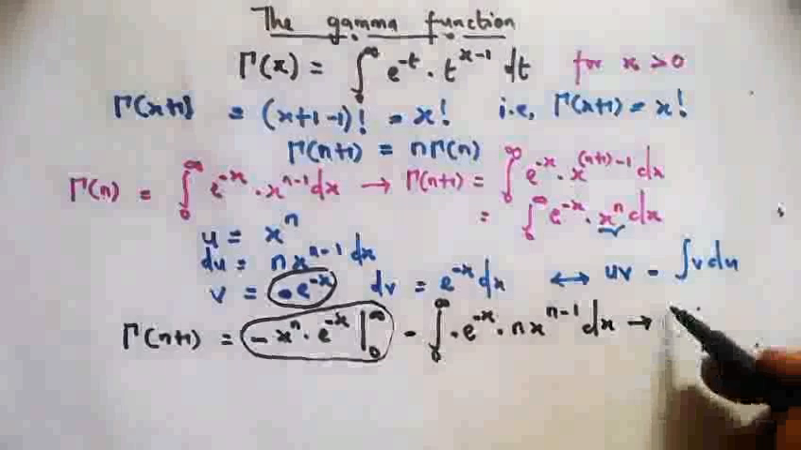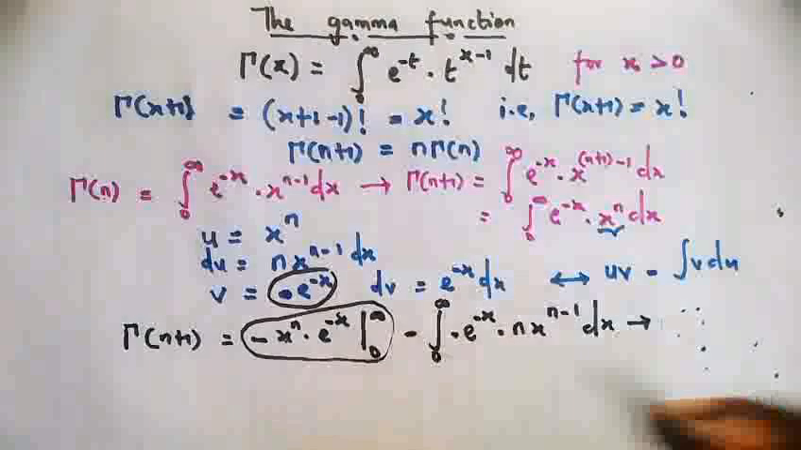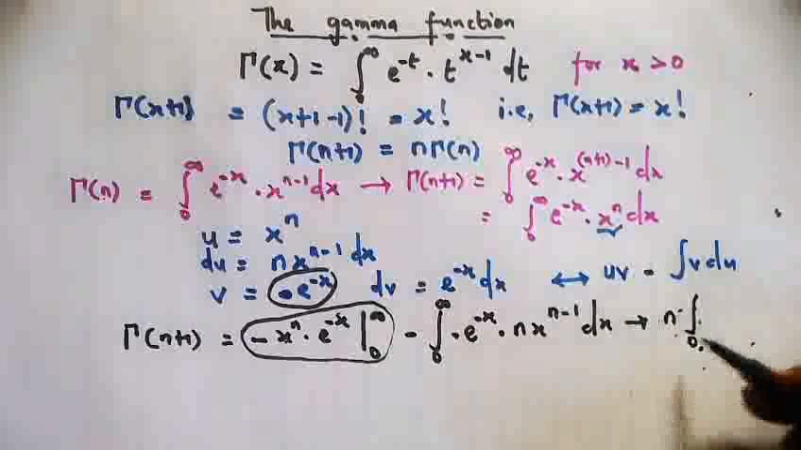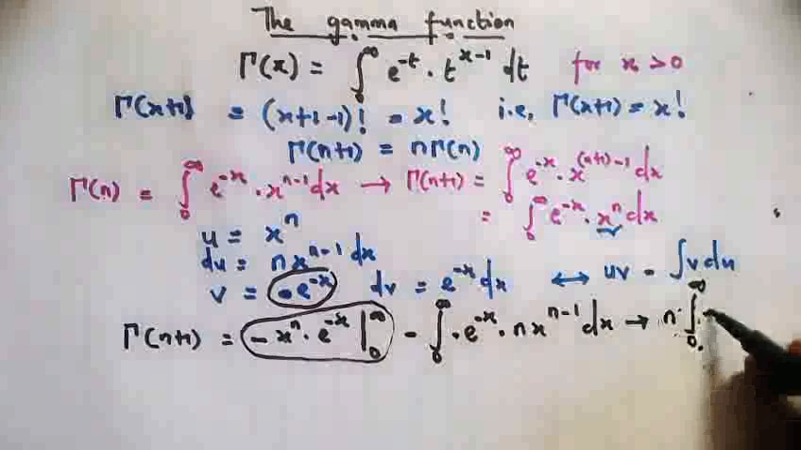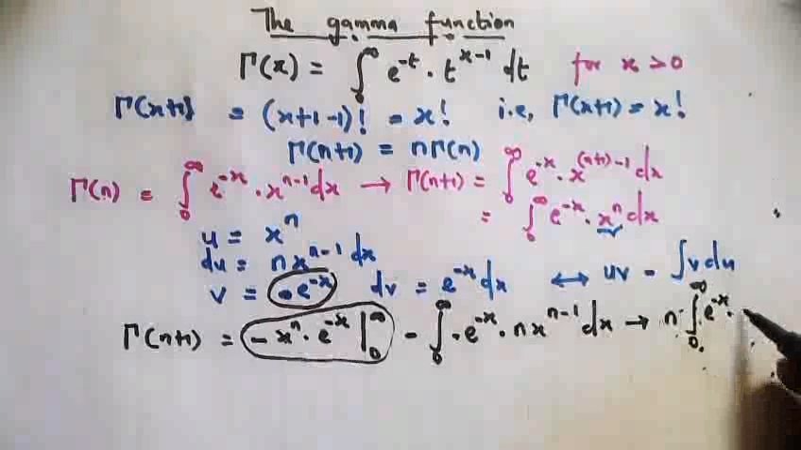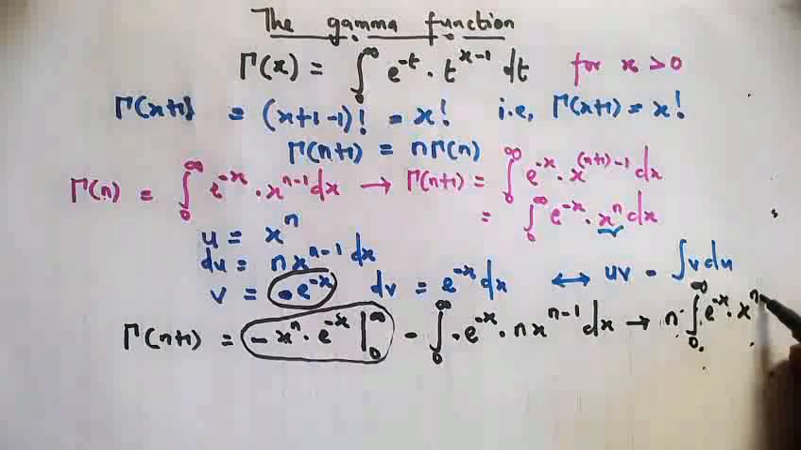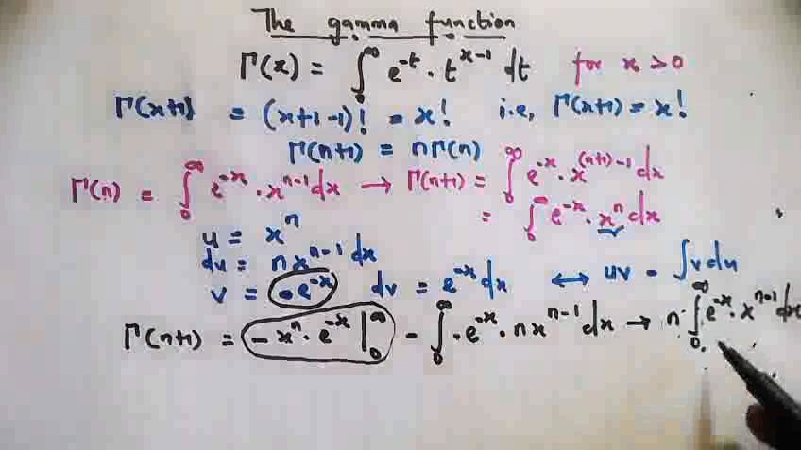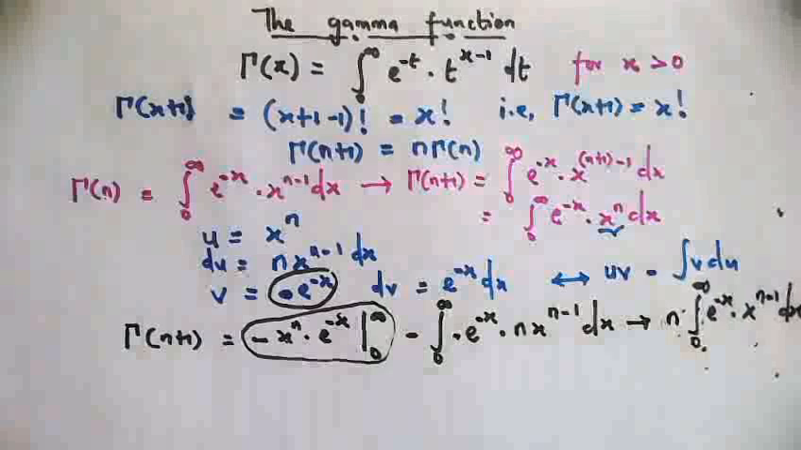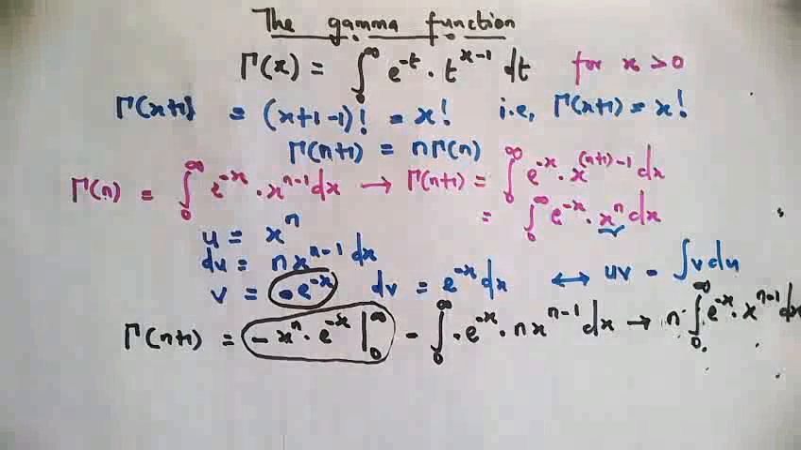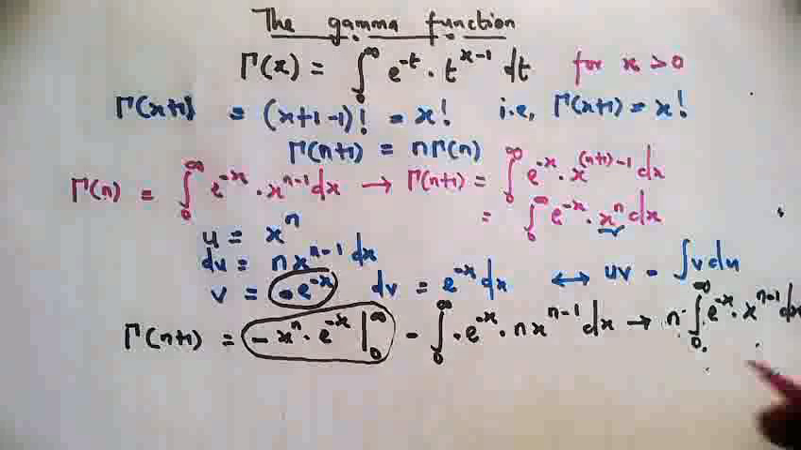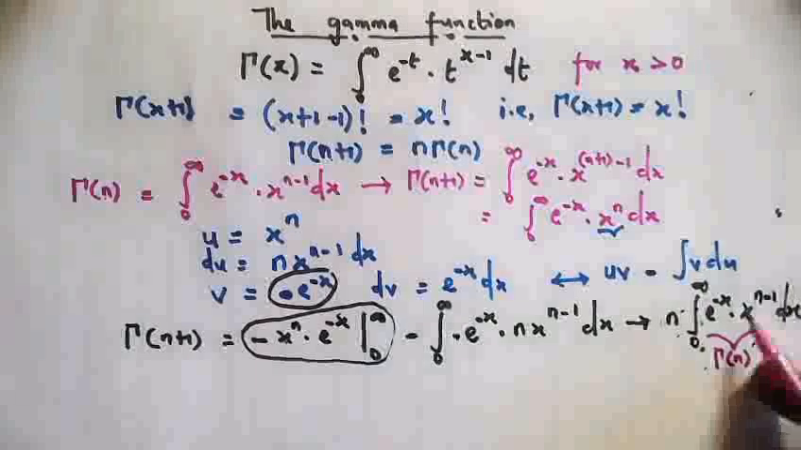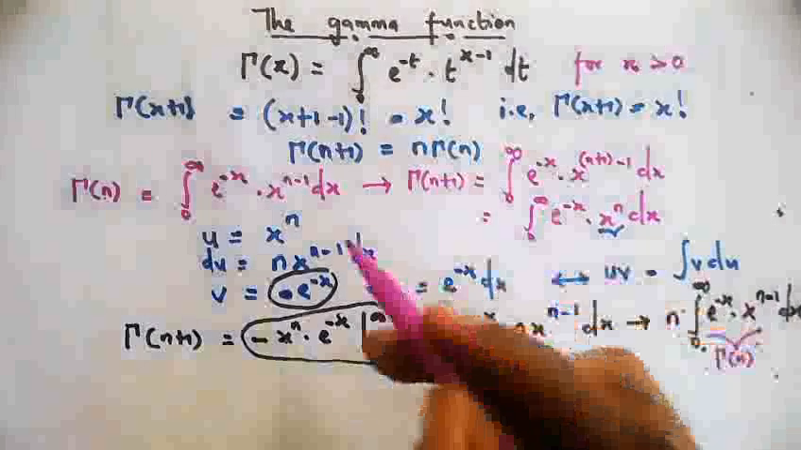here. So now we have to factor out this n here, take it out of this integral sign. So we have n times the integral from 0 to infinity, e raised to power negative x times x raised to power n minus 1 dx. Okay, now we are very familiar with this here, so we all know that this here is the gamma of n. So this is the gamma of n if you watch exactly from here.